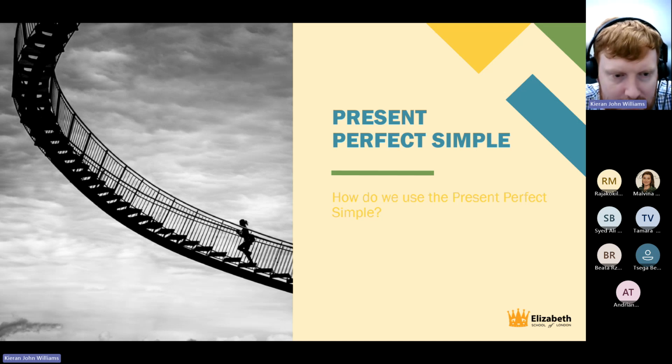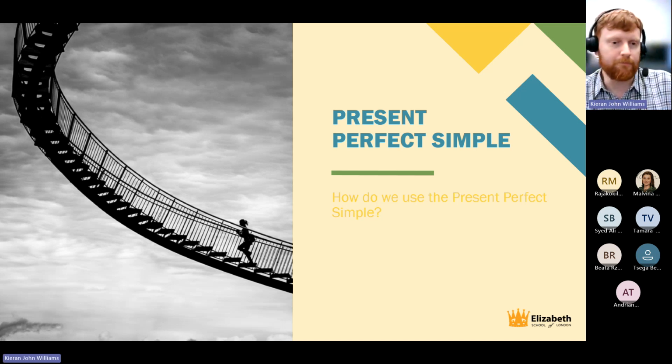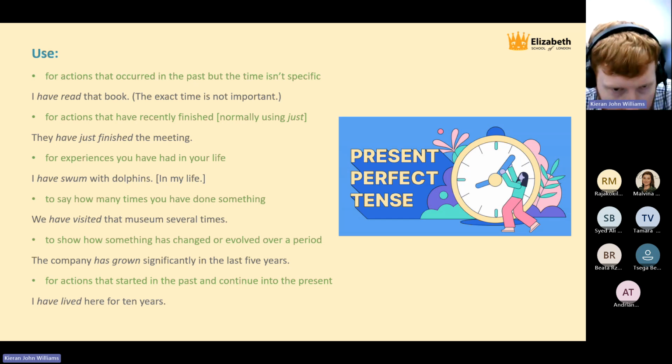Okay, so this is where it gets a little bit more complicated. But that's no problem. We're here to learn. So this is where it seems to not make sense, but it does. It does make sense, believe me. So we use present perfect simple for actions that occurred in the past, but the time is not specific. So all we know is that it happened in the past, but we don't say when it happened. Okay. So basically, we're just saying, like, in my life, this thing happened.